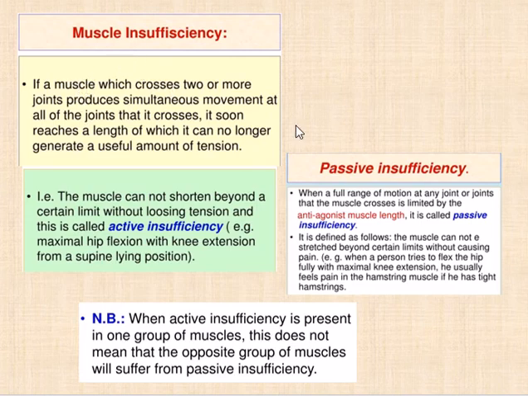If a muscle which crosses two or more joints produces simultaneous movements at all of the joints that it crosses, it soon reaches a length at which it no longer can generate a useful amount of tension. For example, the muscle cannot shorten beyond a certain limit without losing tension, and this is called active insufficiency. For example, maximum hip flexion with knee extension from a supine lying position.